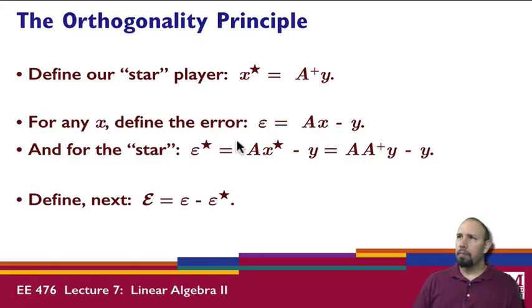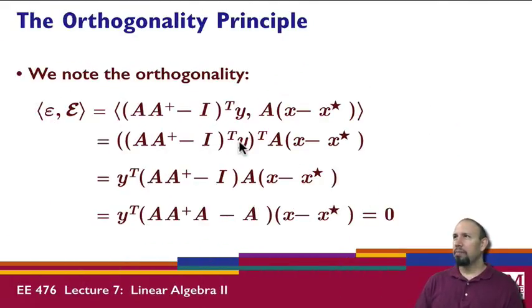We've seen that before. Now for the star, we're going to define the error star, that is when x is equal to x star. Since x star is equal to the pseudo-inverse times y, we have this expression: error star, Ax star minus y, is equal to A pseudo-inverse times y minus y. And now I'm going to define the difference between the error and error star. This bold uppercase error is the difference between these two little errors. So we've got a lot of errors going on here.